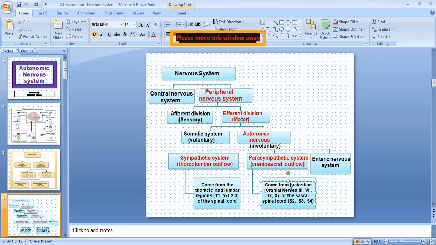They are coming from the cranial nerves. Which cranial nerves are involved in the system? 3rd, 7th, 9th, 10th, or the sacral spinal cord, S2, S3, S4. So the location of the nerves which are originated for the function of parasympathetic nervous system या actually brainstem मधून आणि spinal cord मधून बाहेर पडतात.